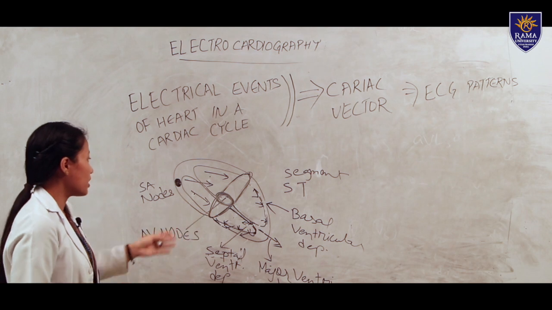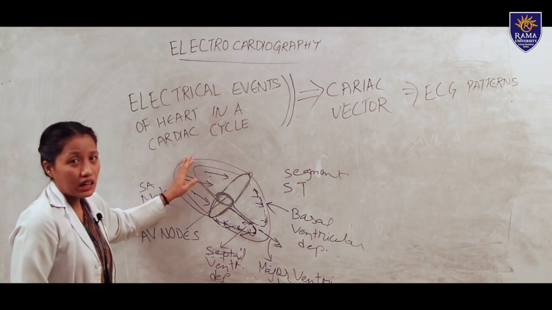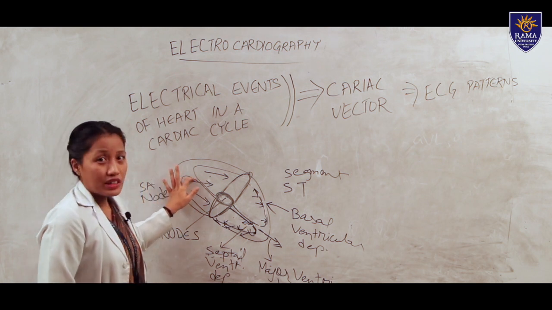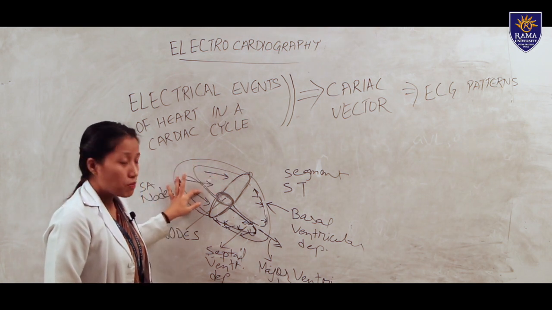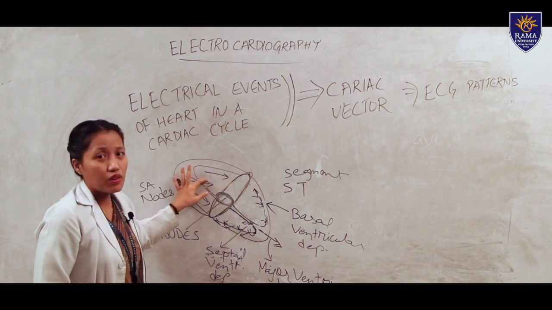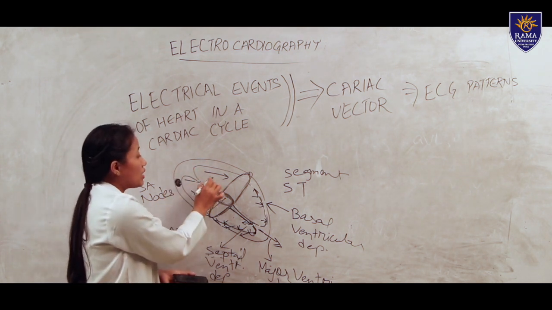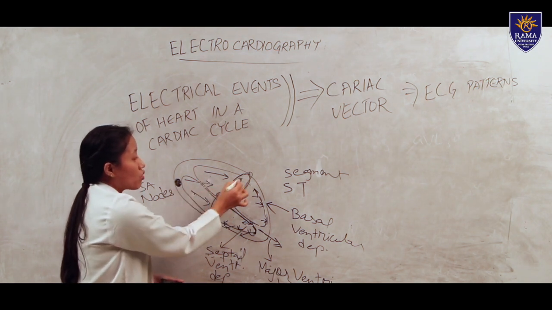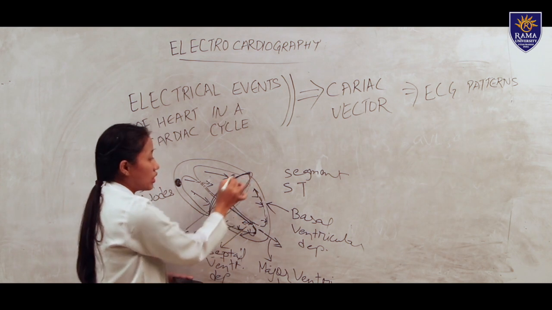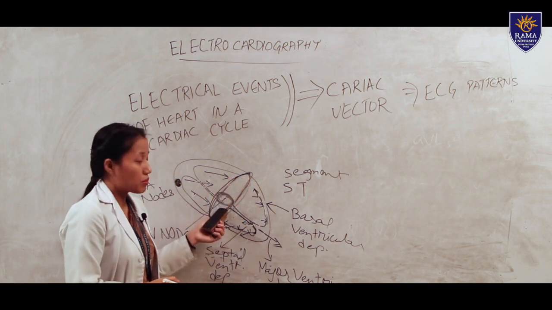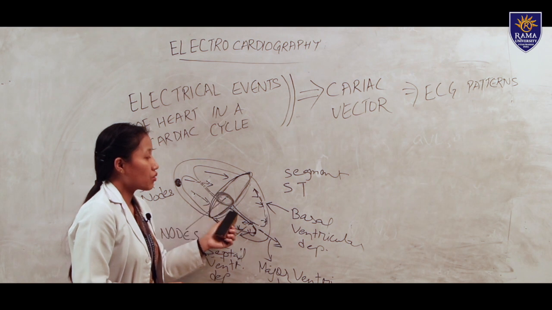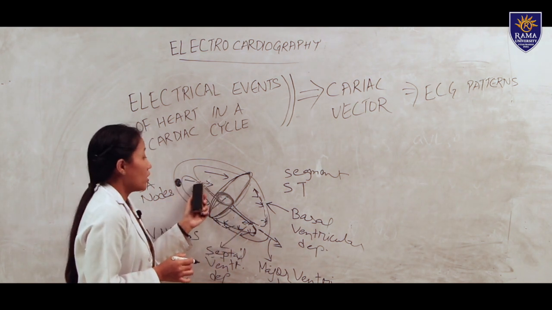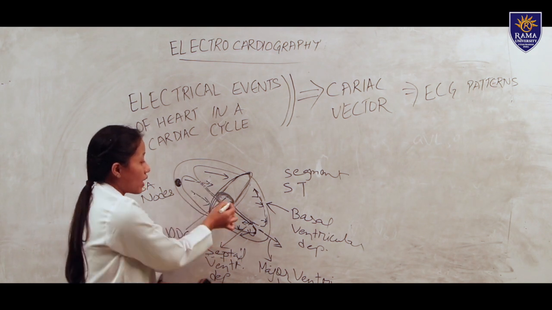Once again I will repeat here. The electrical activity of the heart starts from the SA node. The SA node generates depolarization, which we know as atrial depolarization. All the atria will be depolarized, and the depolarization will pass downward. But because this fibrous annulus is not a good conductor, the depolarization cannot pass downward. Only a single point can pass from the atria downward, that is the AV node.